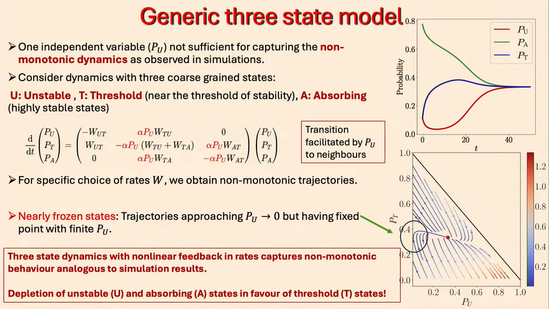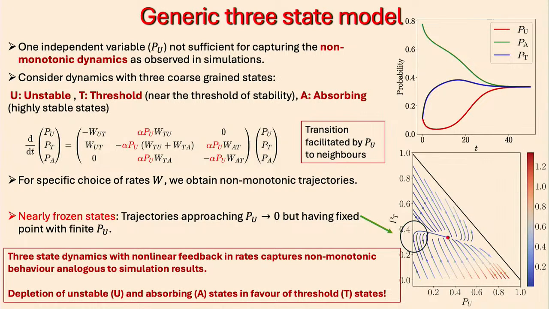Okay? And then I can write the corresponding dynamical equations, and when you look at the behavior that emerges, what you find is this very interesting behavior where if I look at the population of unstable states and the absorbing states, with the number of cycles, both of them actually diminish, and the population of the threshold states, on the other hand, goes up. So you have stable and unstable states, both of them converge towards the boundary.